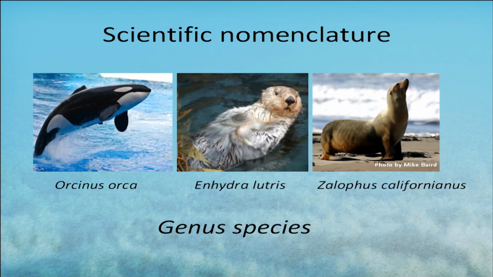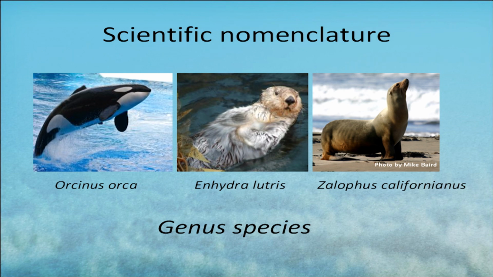Okay, now that we've explored taxonomy, let's go ahead and take a look at the idea of naming a species. If you look here, you'll notice there are 3 marine mammals, and you might even recognize them as a killer whale, a sea otter, and a California sea lion, respectively. Those would be their common names, but they also go by their scientific names. Their scientific names, or the scientific nomenclature, is going to be their genus and species name put together.